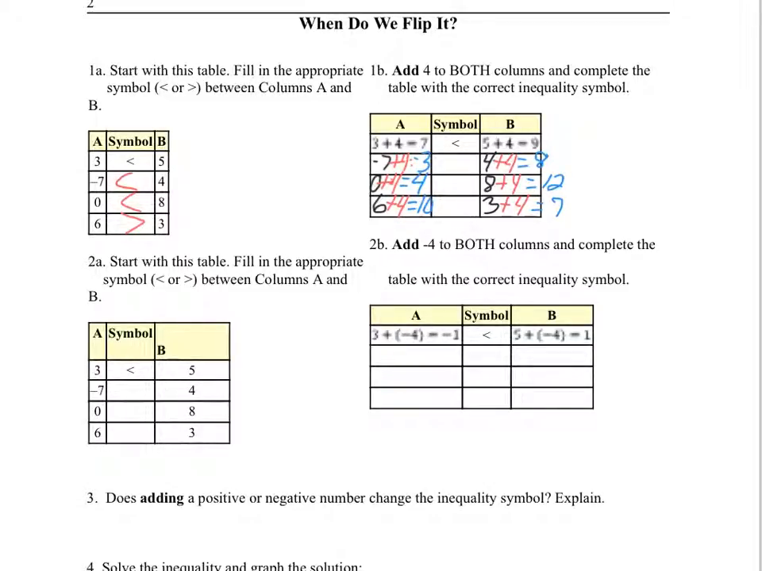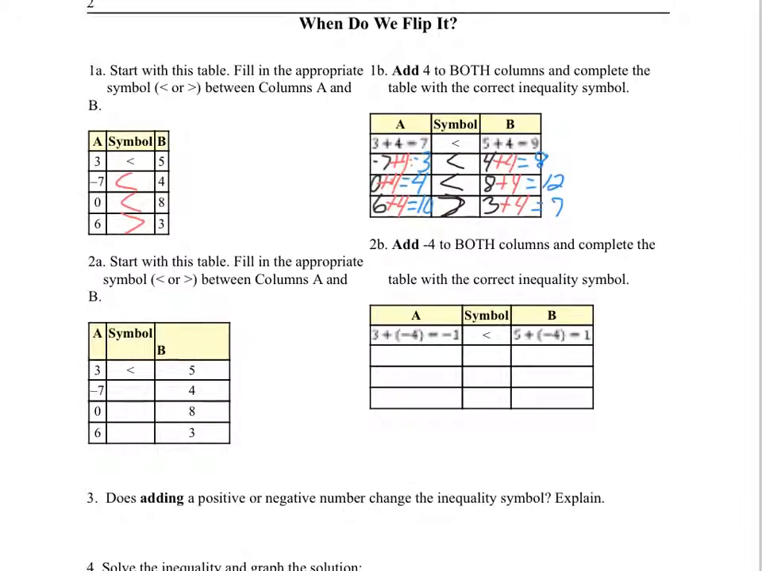Okay, so now we're going to fill in our symbols. So we're going to compare our answers. Okay, so -3 and 8, -3 is less than 8. 4 and 12, 4 is less than 12. And 10 and 7, 10 is greater than 7.